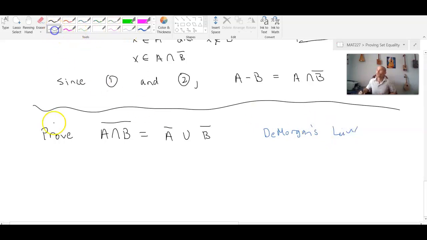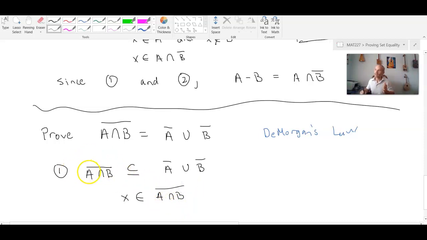So to do this, step one, we're going to show that the complement of A intersect B is a subset of A complement union B complement. And once again, all this boils down to is start with an element that's inside of what you want to show is contained in the other set. So the complement of A intersect B. I'm going to start with an element in here. I'm going to show that it's also an element of what I'm claiming it to be a subset of.